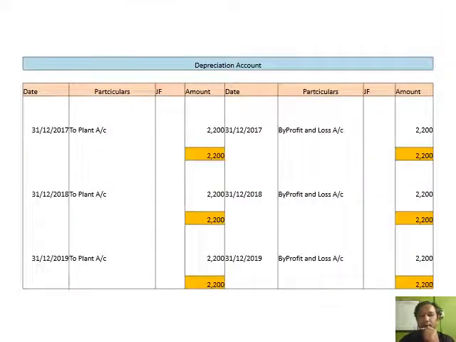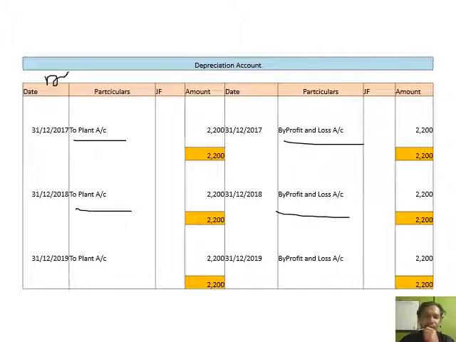Now likewise we will have a depreciation account. Depreciation debit side will be what? Always to plant account, and credit side by profit and loss. So it's a kind of a rule. You can just simply remember it, and you will be able to prepare the depreciation account very easily. So in the debit side to plant account, in the credit side by profit and loss account, right?